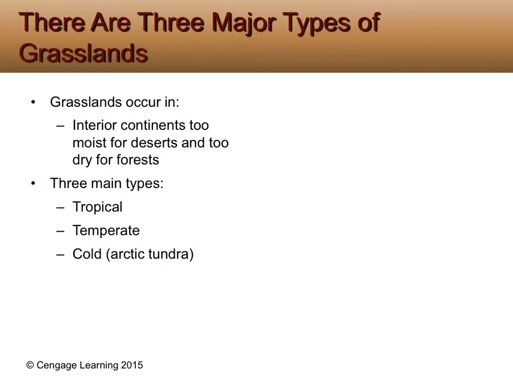Grasslands tend to be more interior on continents. They're too moist to be deserts. They're pretty dry though. A couple things about grasslands is they're very prone to fires. We get things in the United States like prairie dogs that are living in there, small things like rabbits and other rodents that live in those regions. There's three main types: a tropical, a temperate, and a cold.